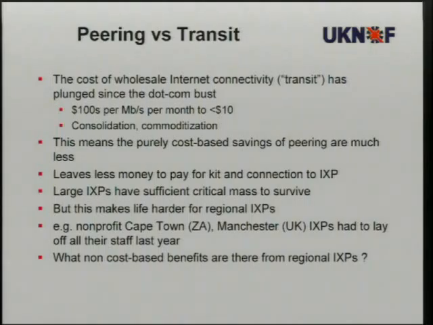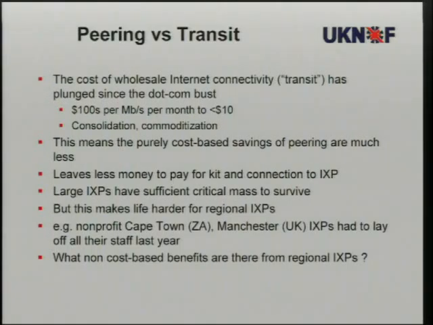In many ways, it's a good thing, but since Y2K, the cost of buying wholesale transit has dropped from hundreds of dollars per meg per month to less than 10. You have to shop around, you have to buy in bulk. You can get internet transit for less than 10 bucks a meg a month. A whole lot of consolidation and commoditization. What that means is that money you can save from peering is less than it used to be.